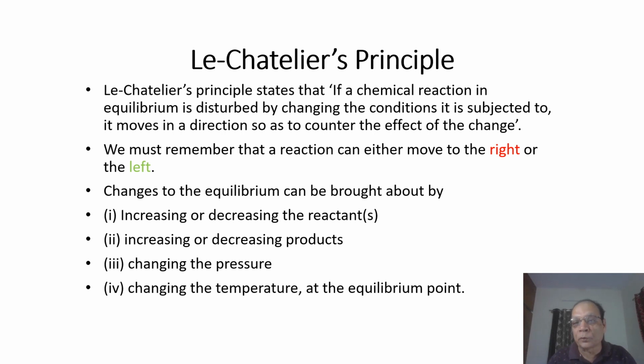Towards the right means the concentration of products will increase. If it moves towards the left, that means the concentration of products will decrease, leading to the formation of more reactants at equilibrium. Changes to equilibrium can be brought about by increasing or decreasing the reactants, increasing or decreasing products, changing the pressure, changing the temperature at the equilibrium point.